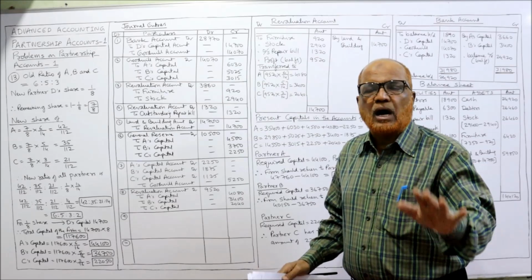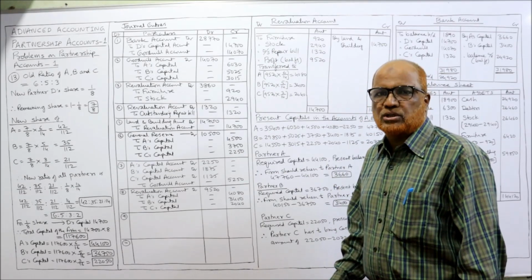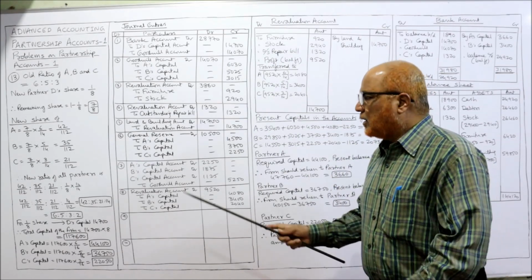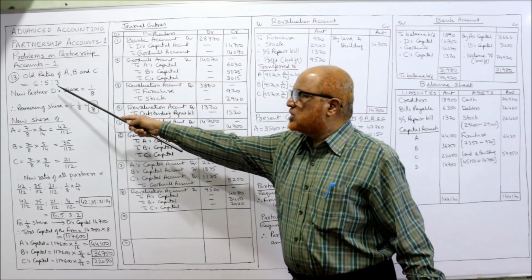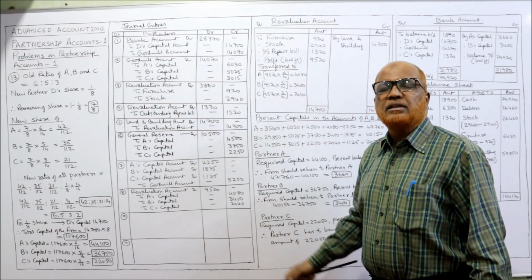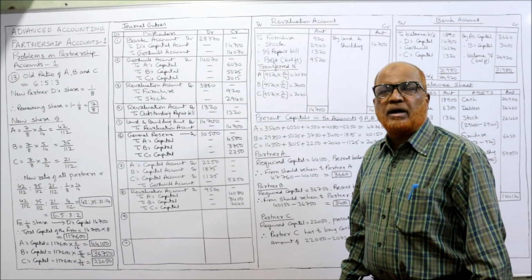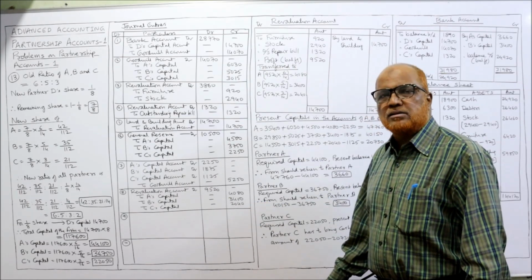Now goodwill will not appear in the new balance sheet. In the old ratio, 6:5:3, we have distributed. Being the existing goodwill closed by transferring it to old partners.